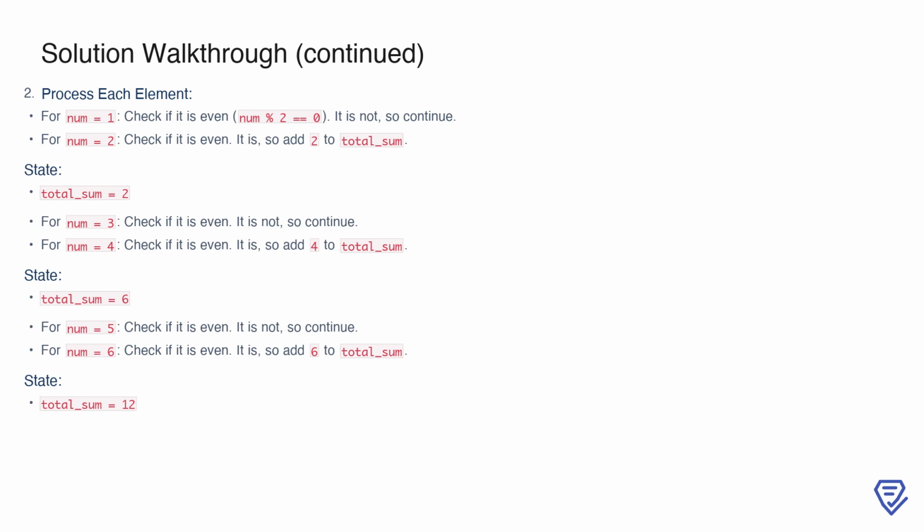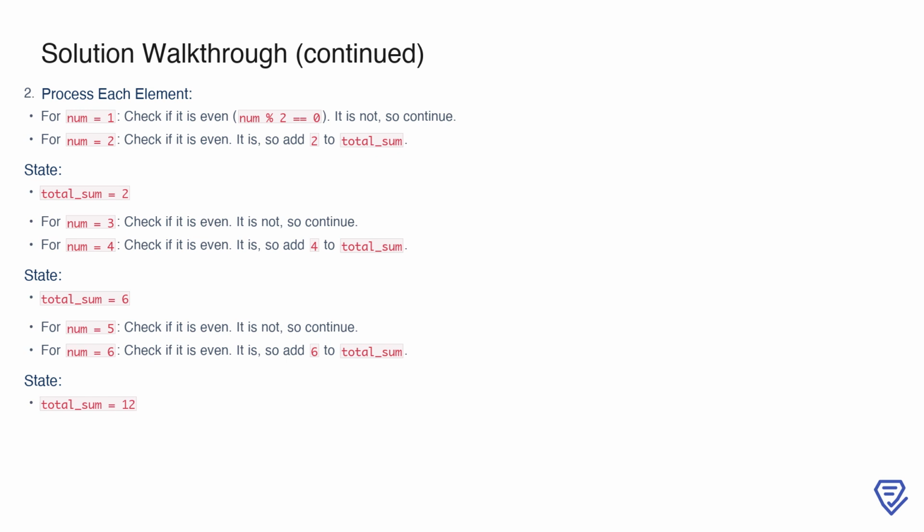We now process the elements of the list one by one. Starting with the first number, 1, we check if it is even using the condition number % 2 == 0. Since 1 is not even, we move on. Next is the number 2, which is even, so we add it to total_sum, updating the total to 2. Continuing, we check the number 3, which is not even, so it is skipped. The number 4 is even, so we add it to total_sum, bringing the total to 6.